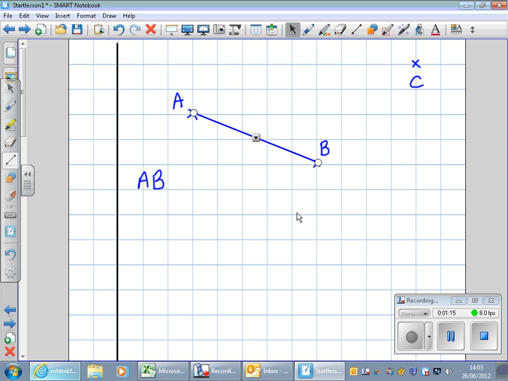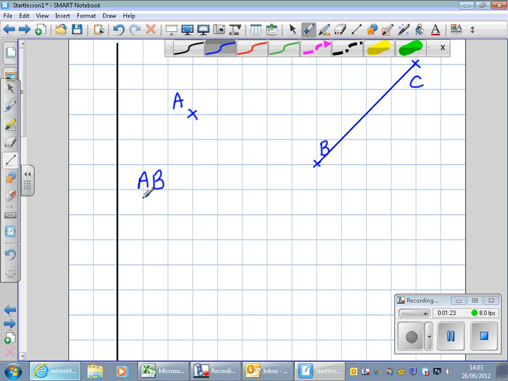What about this line here that joins the points B and C? Well, I refer to that line segment as BC.